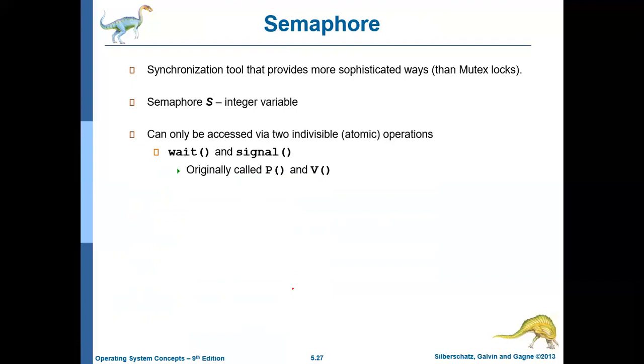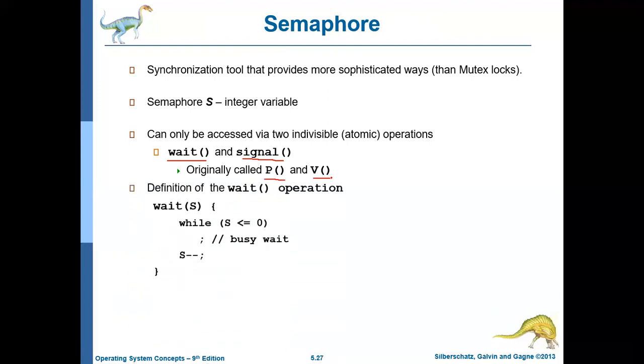It uses two atomic operations. It performs two atomic or indivisible operations, which are called wait and signal. The semaphore can be accessed through these two indivisible or atomic operations, wait and signal. Wait is otherwise also called P, and signal is otherwise also called V.